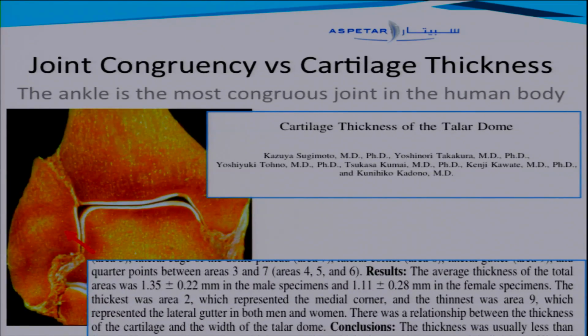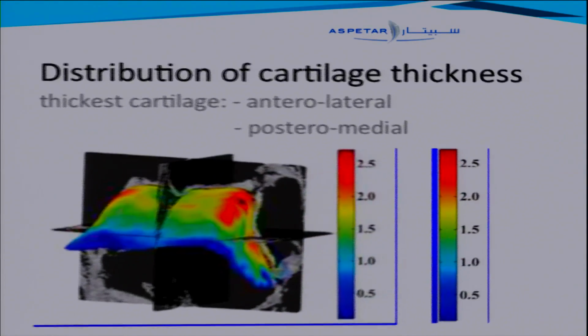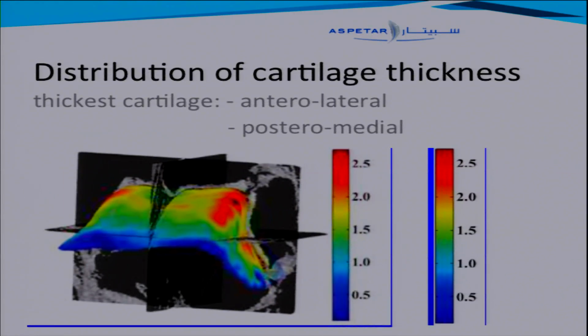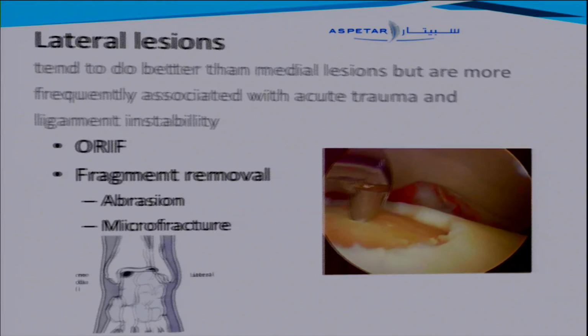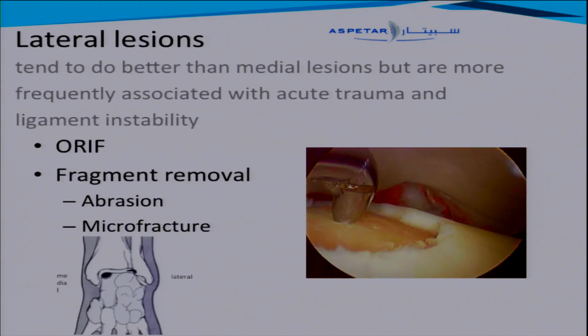Cadaveric studies show that the thickest cartilage in the ankle is seen in the medial corner, the thinnest in the lateral gutter, in both men and women. Now, when we look at the distribution of the cartilage thickness, we see that on the anterolateral part of the ankle and the posteromedial part, so in the red area, there is the thickest cartilage. And that has a repercussion because these are the two areas where we frequently see the lesions.